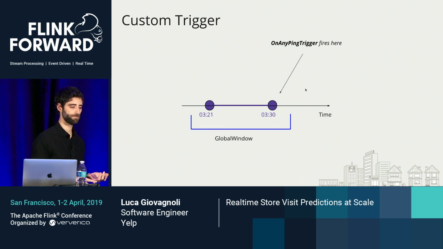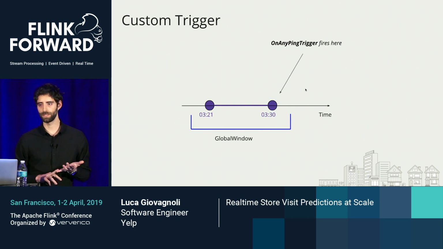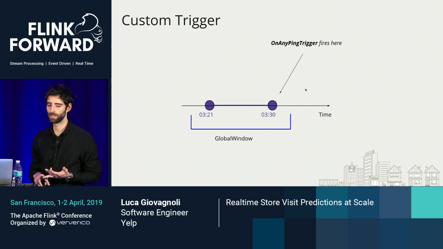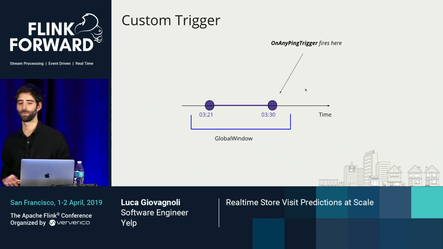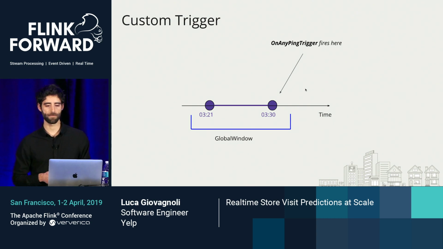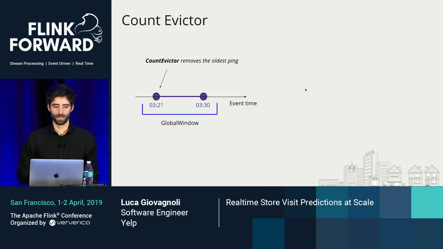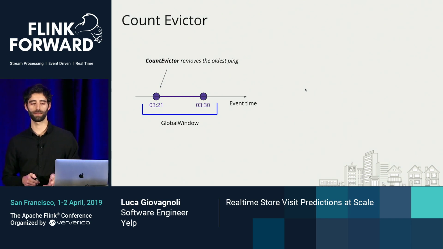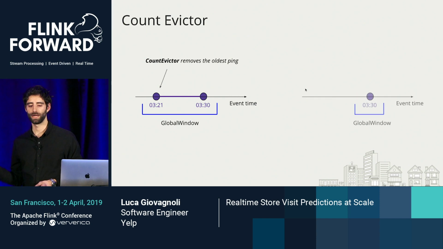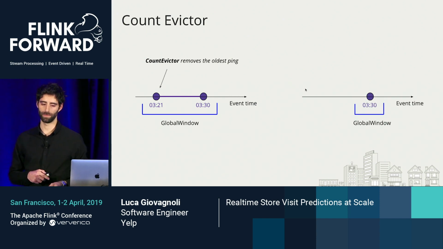So if the user has deactivated the feature or uninstalled the Yelp app, we have a timeout. If we see no data for a while, we purge everything, and we avoid going out of memory. For the evictor, we just use the default evictor, with a count of 1, so that we always leave at least a ping in the global window, as I said before, and the outcome would be the one that you see in the picture to your right.